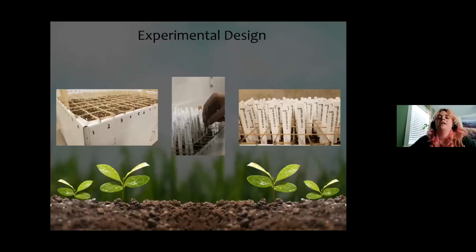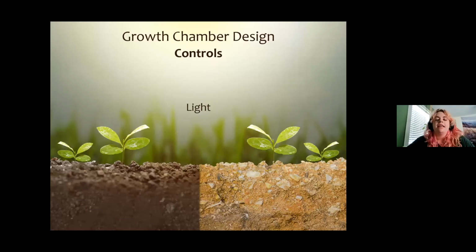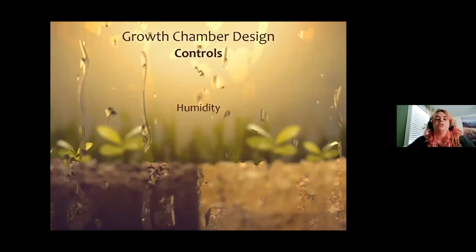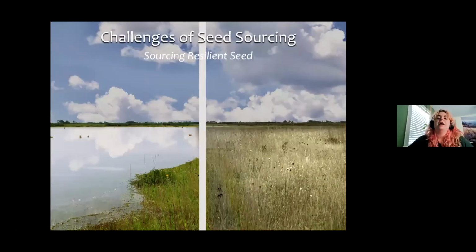All 960 seeds were grown in a randomized block design, and we built special growth boxes for our seeds that were separated by these grids. Then we placed our growth boxes into a growth chamber, and we controlled for how much light they got, the temperature, and the humidity. For the treatments, we manipulated the amount of water seedlings received, where one treatment is well watered and the other is water limited.